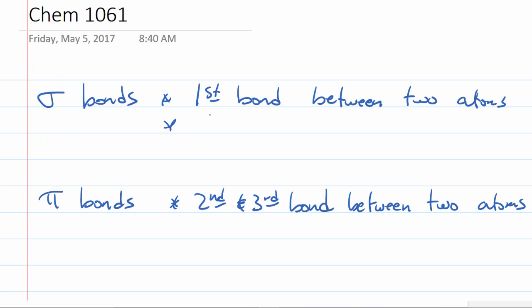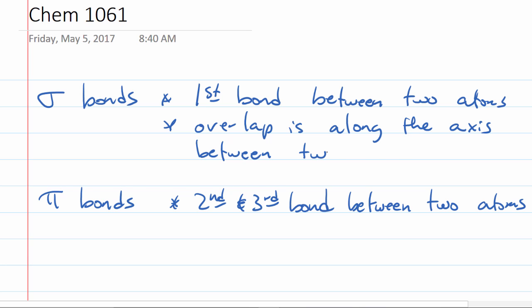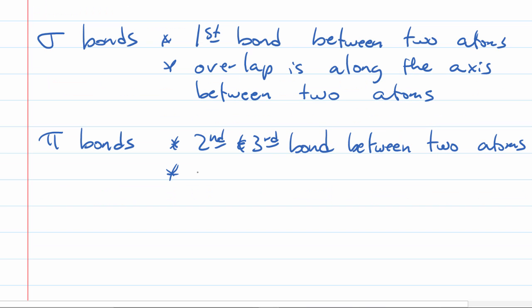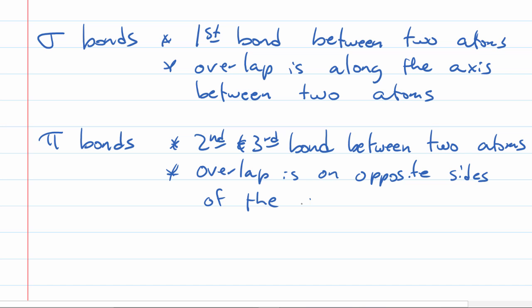Sigma bonds represent an overlap that is along the axis between two atoms, while for a pi bond, we say the overlap is on opposite sides of the axis between two atoms.